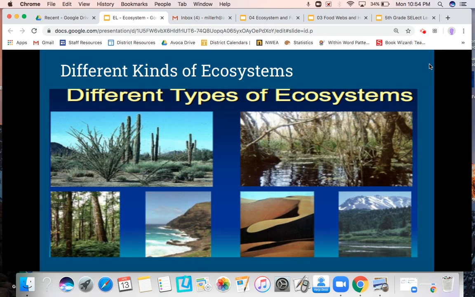There are different kinds of ecosystems. There are deserts, oceans, forests, and tundra.